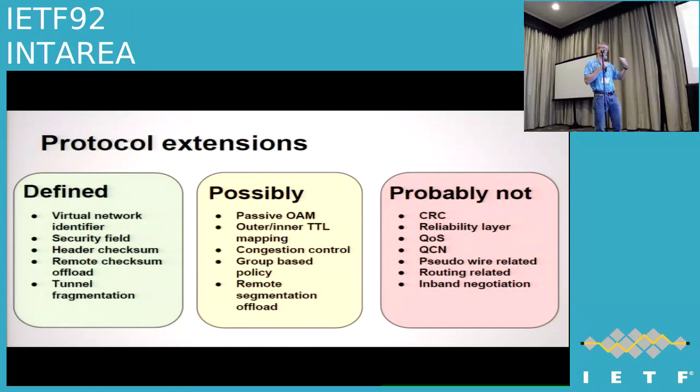Header checksum, I already mentioned. Remote checksum offload is a little optimization. This is based on the fact that there's already a large deployment of network interface cards, NICs, that support UDP checksum offload but wouldn't necessarily understand how to support something like GUE. So there's a little trick where we can leverage the base UDP support of the outer checksum to offload the inner checksum.